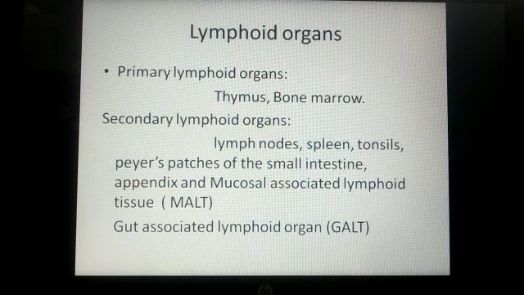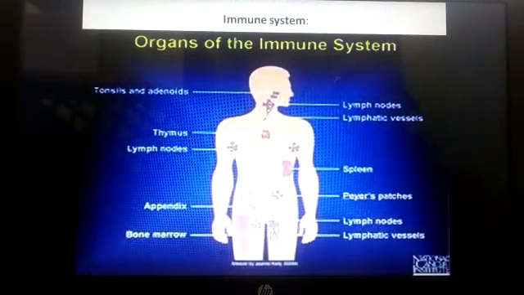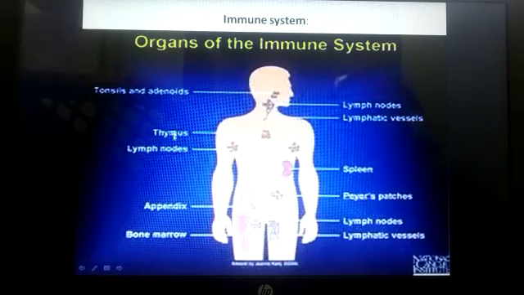All these are organs of the immune system. This diagram shows you where the lymphoid organs are and their location.